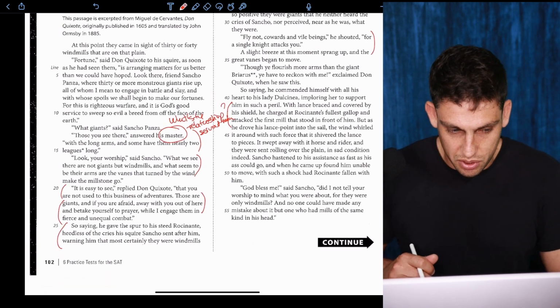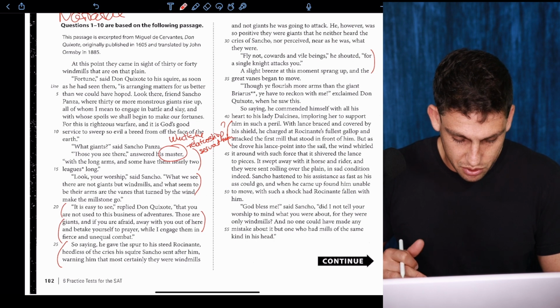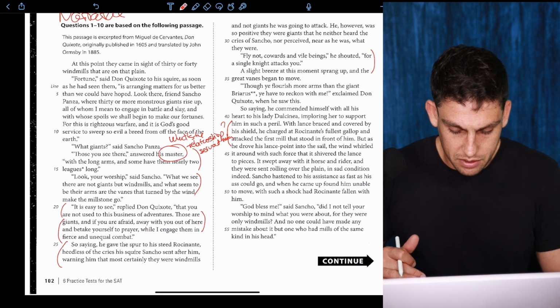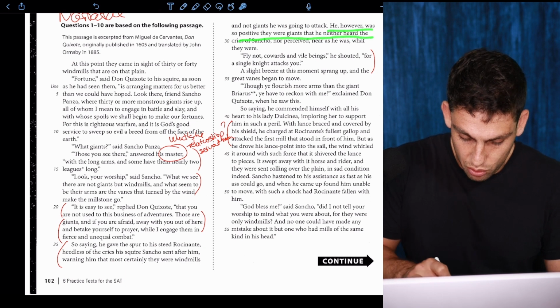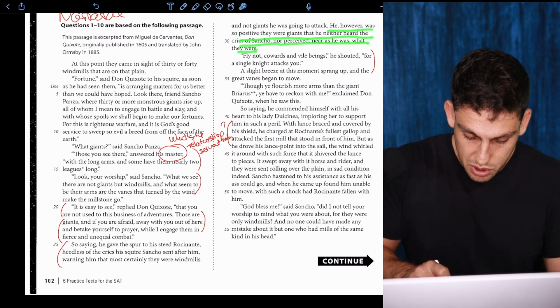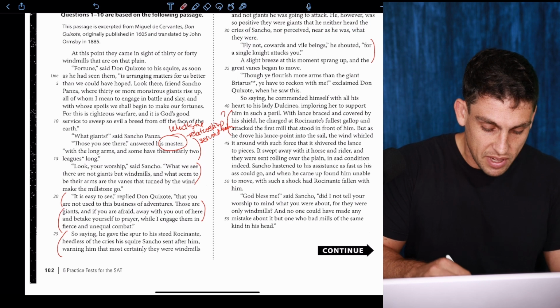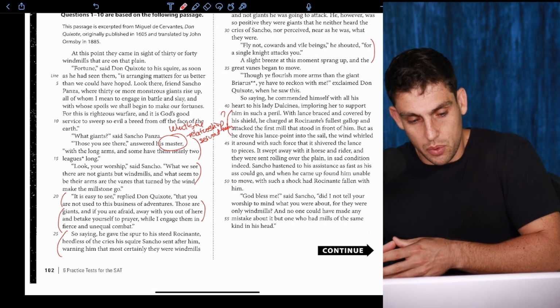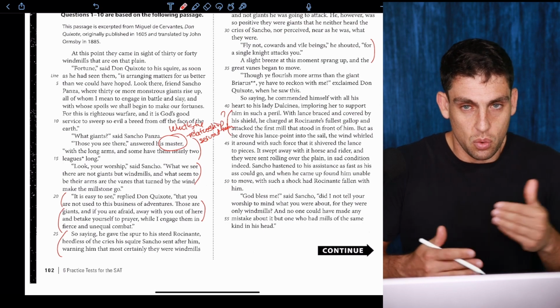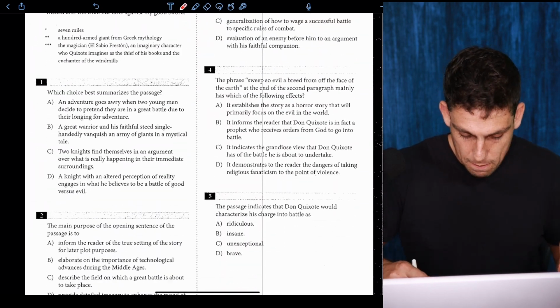So Sancho's actually viewing Don Quixote, and this gives us a good idea, because if you keep reading, it says he, however, was so positive they were giants that he neither heard the cries of Sancho nor perceived, near as he was, what they were. So this is flat out telling me that Sancho is viewing Don Quixote as somebody who needs to be looked after.